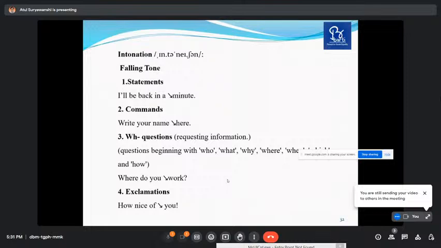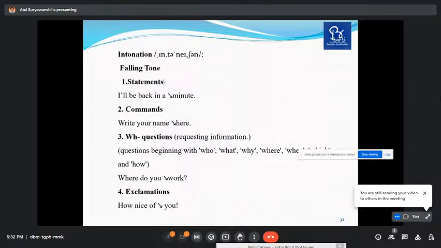Intonation. So what is intonation? Intonation simply means melody of speech. This is known as intonation. Intonation is further segregated into three major types. We should try to know this.